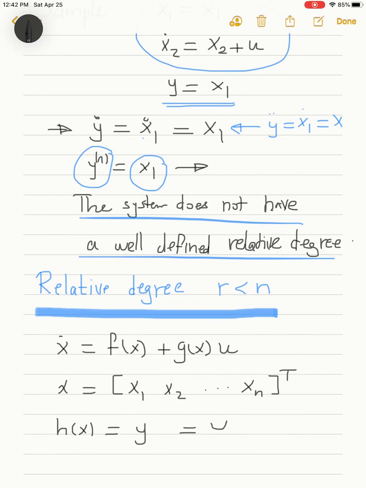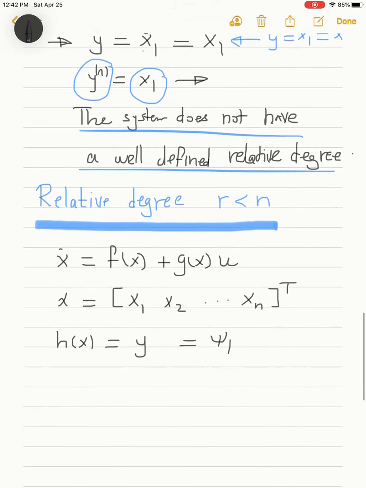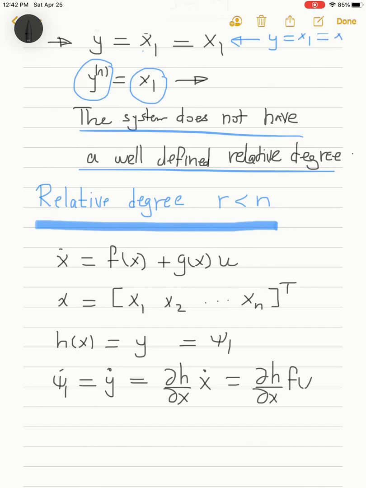We define that as psi1. We assume that h is a smooth function which is continuous, and we can take derivatives of it. So in order to find the input-output differential equation of the system, we calculate psi1 dot, which is y dot, and that would be the partial derivative of h with respect to x times x dot, and that will give us the partial derivative of h with respect to x times f of x. We define that as psi2. Of course, we are assuming here that the relative degree is greater than 1. That's why the term of partial h, partial x times g doesn't appear in this equation.